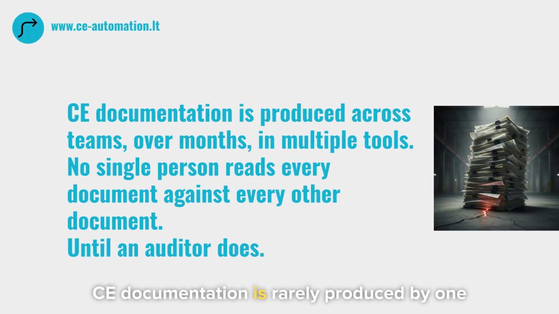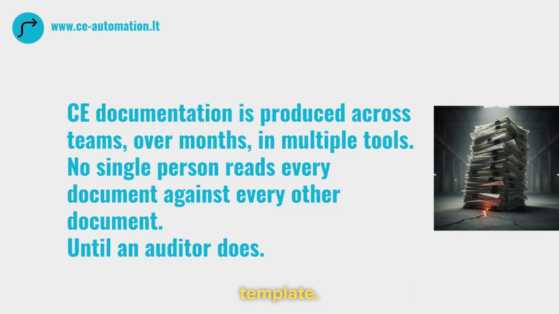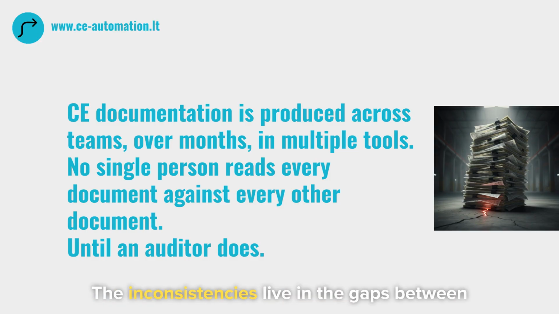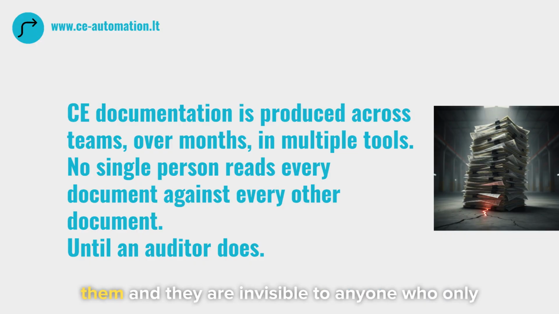CE documentation is rarely produced by one person in one place. The risk assessment comes from the safety engineer. The test reports come from the lab. The technical file is assembled by the compliance team. The declaration of conformity is drafted from a template. The CE marking is handled by the product team. Each document is correct in isolation. The inconsistencies live in the gaps between them, and they are invisible to anyone who only reads one document at a time. CE Step 10 reads them all at once.